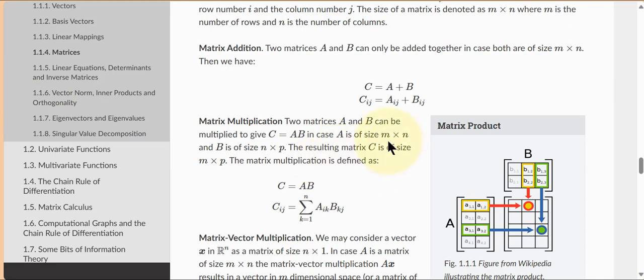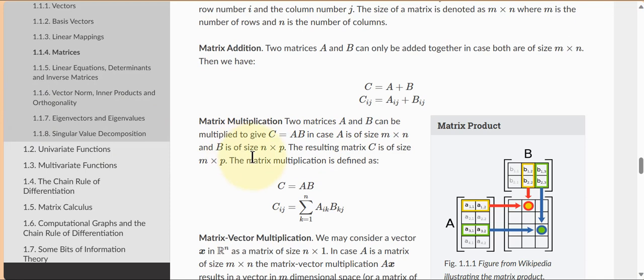And the size: now we know that if A is an m by n, then in order to multiply it by a B on the right-hand side, B has to have n as the first dimension, or in other words, the number of rows here has to be n, and then p can be anything. And then we're allowed to multiply A and B. So the n here of A has to match the n here of B.